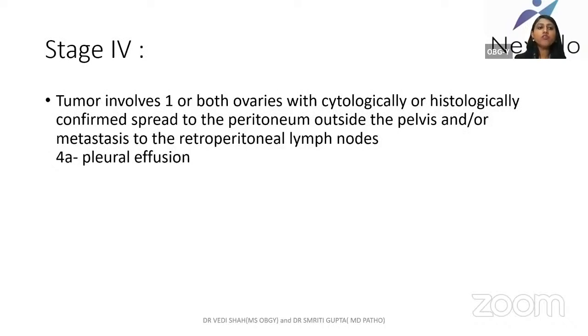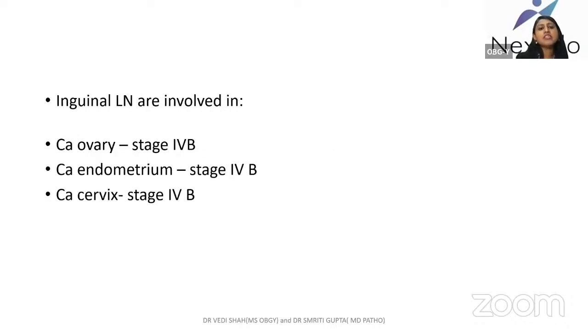Lastly, we have stage 4, wherein the tumor involves one or both of the ovaries with cytologically or histologically confirmed spread to the peritoneum outside the pelvis, or metastasis to the retroperitoneal lymph node. Stage 4A includes the pleural effusion, and stage 4B includes other structures, including the liver or the spleen. Lastly, we have the inguinal lymph node. If the inguinal lymph nodes are involved, then it is always a distant metastasis, which is going to be 4B classification.